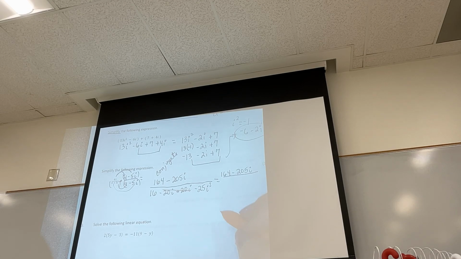And then we learned from the previous problem 1, we can't leave an i squared. We have to substitute that negative 1 for the i squared. So in the denominator, we really have 16 plus 25. We can do a little of this in our heads, yes? Okay, so what's 16 plus 25?